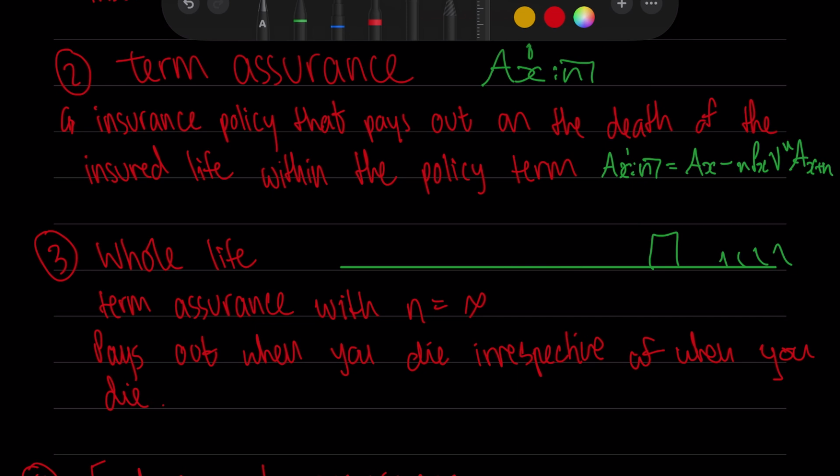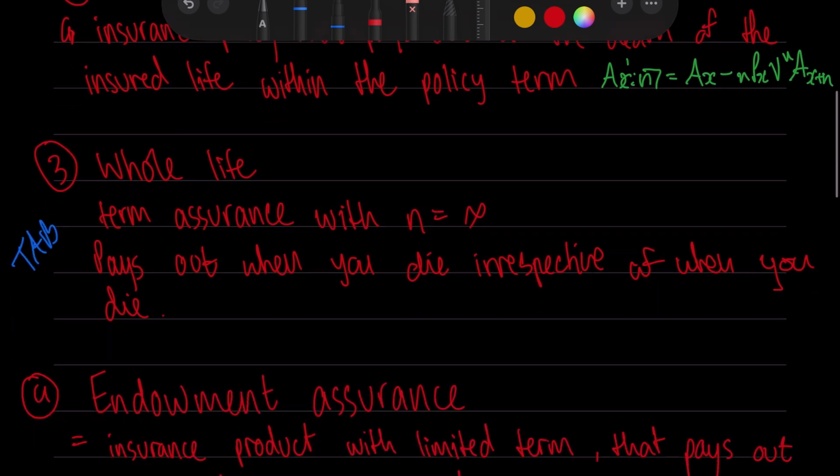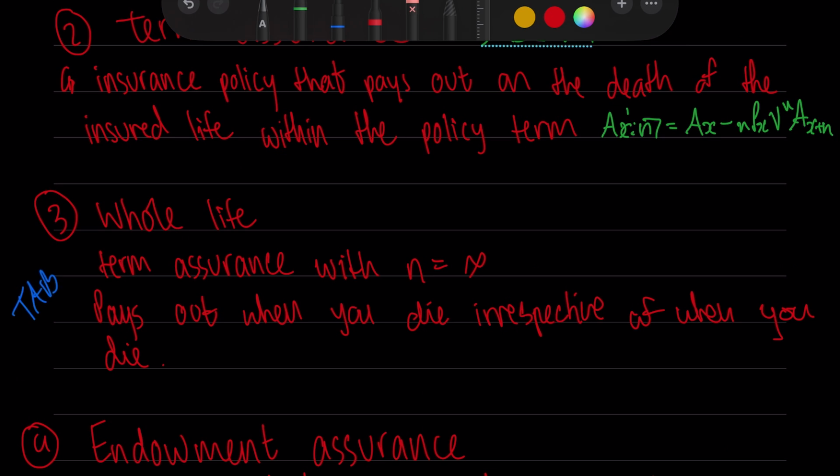That's too much. So that's why on your life table, this one is tabulated. On your life table, you'll find it there. Sorry, and the notation of this one is a capital A, X. This one doesn't have an N or anything, just capital A, X.